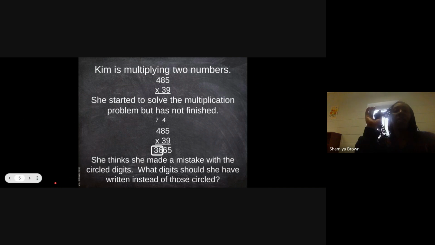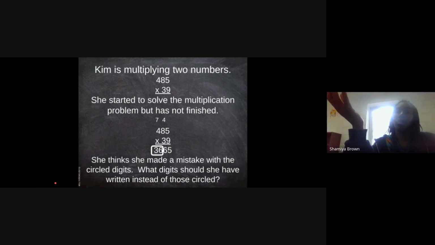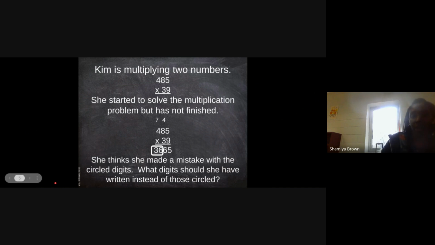It says Kim is multiplying two numbers. So she's multiplying 485 times 39. Those are her two numbers. It says she started to solve the multiplication problem, but has not finished. So then it says under there, she thinks she made a mistake with the circled digit. So she thinks she made a mistake right there. What digits should she have written instead of those circled?